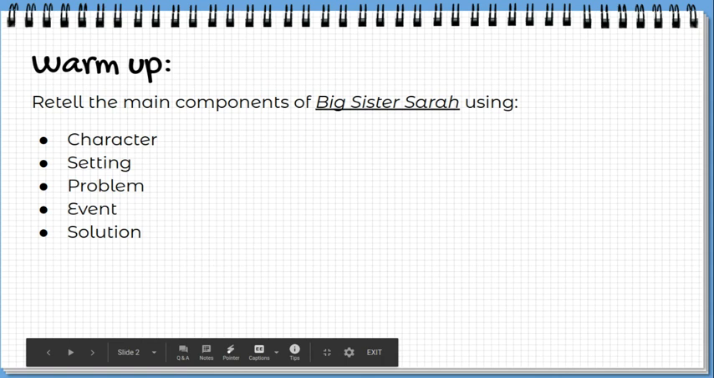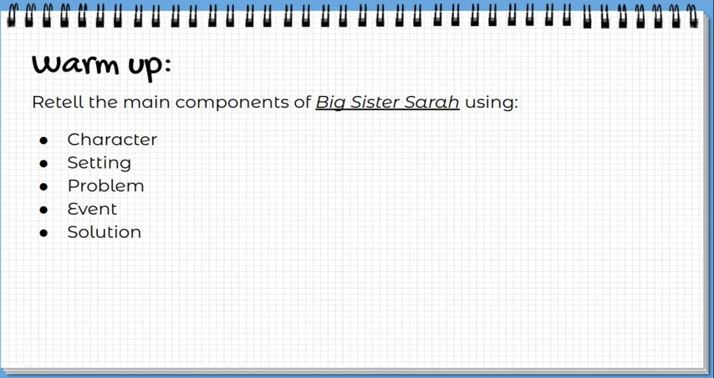All right, so the warm-up is: retell the main components of Big Sister Sarah using character, setting, problem, event, and solution. Okay, so think about the main character, the setting, the problem, the event, and the solution. Go ahead and write that down somewhere on your passage. I would also recommend having Big Sister Sarah and Mom's New Job side by side. Okay, you may pause the video now.